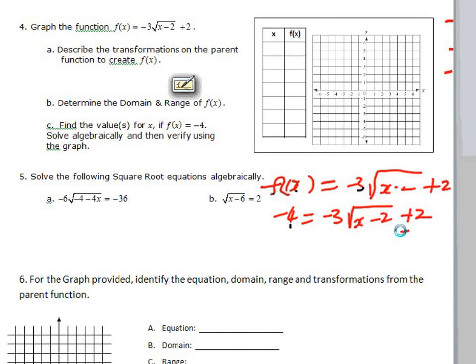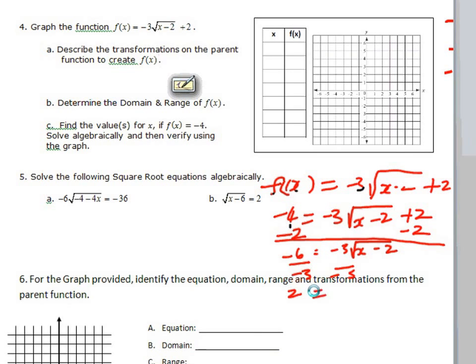Now subtract 2 on both sides. Your equation will now become -6 is equal to -3 square root of (x - 2). Now you still have -3 attached to the square root. My idea is to clear off all those things that are attached to the square root. It'll be much easier to work with. So I'm going to divide this whole equation by -3. You'll get 2 on your left hand side and square root of (x - 2) on the right side.